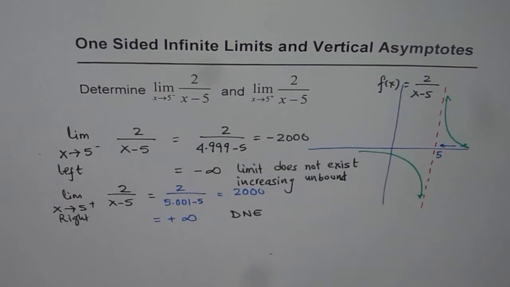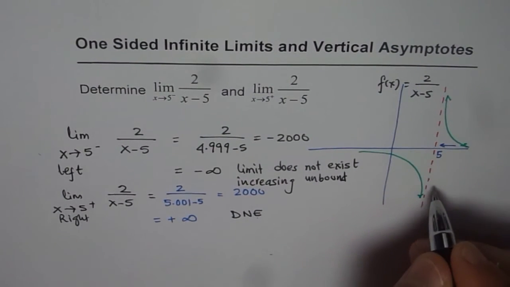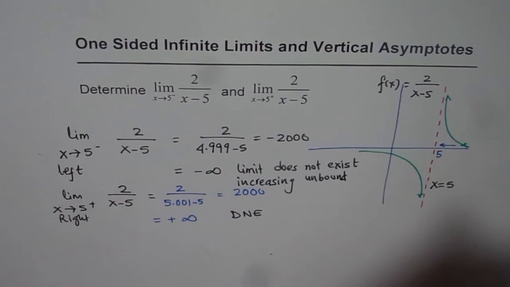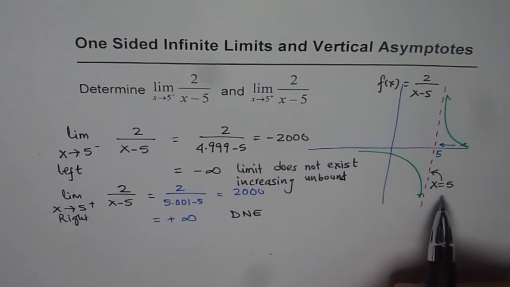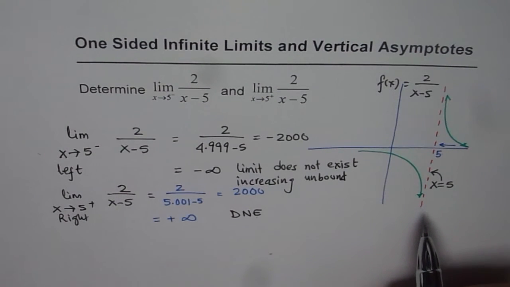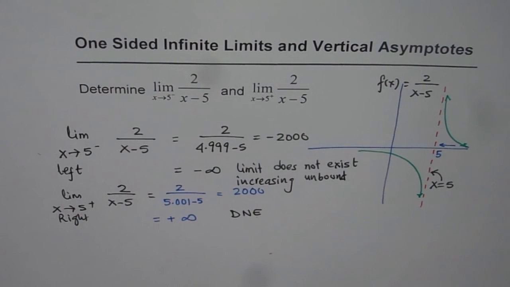With this, you should also understand that the point x equals 5 represents a vertical asymptote. In this example, we notice that as the x value approaches 5, the function approaches positive or negative infinity. That implies that the line x equals 5 is a vertical asymptote. A vertical asymptote is a line which the function approaches as x approaches the value 5. So that is how one-sided limits and vertical asymptotes are related. We'll explore more of this in the next video.